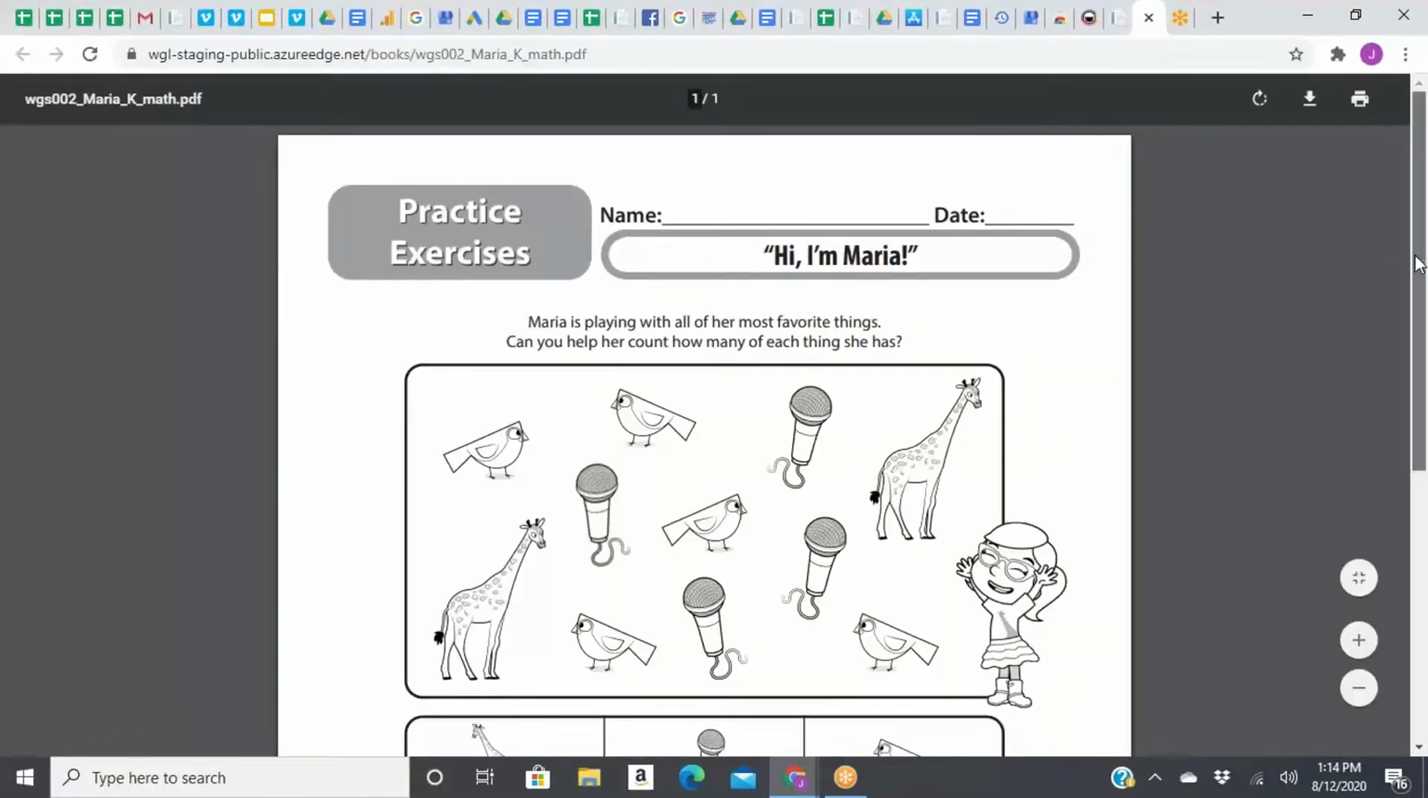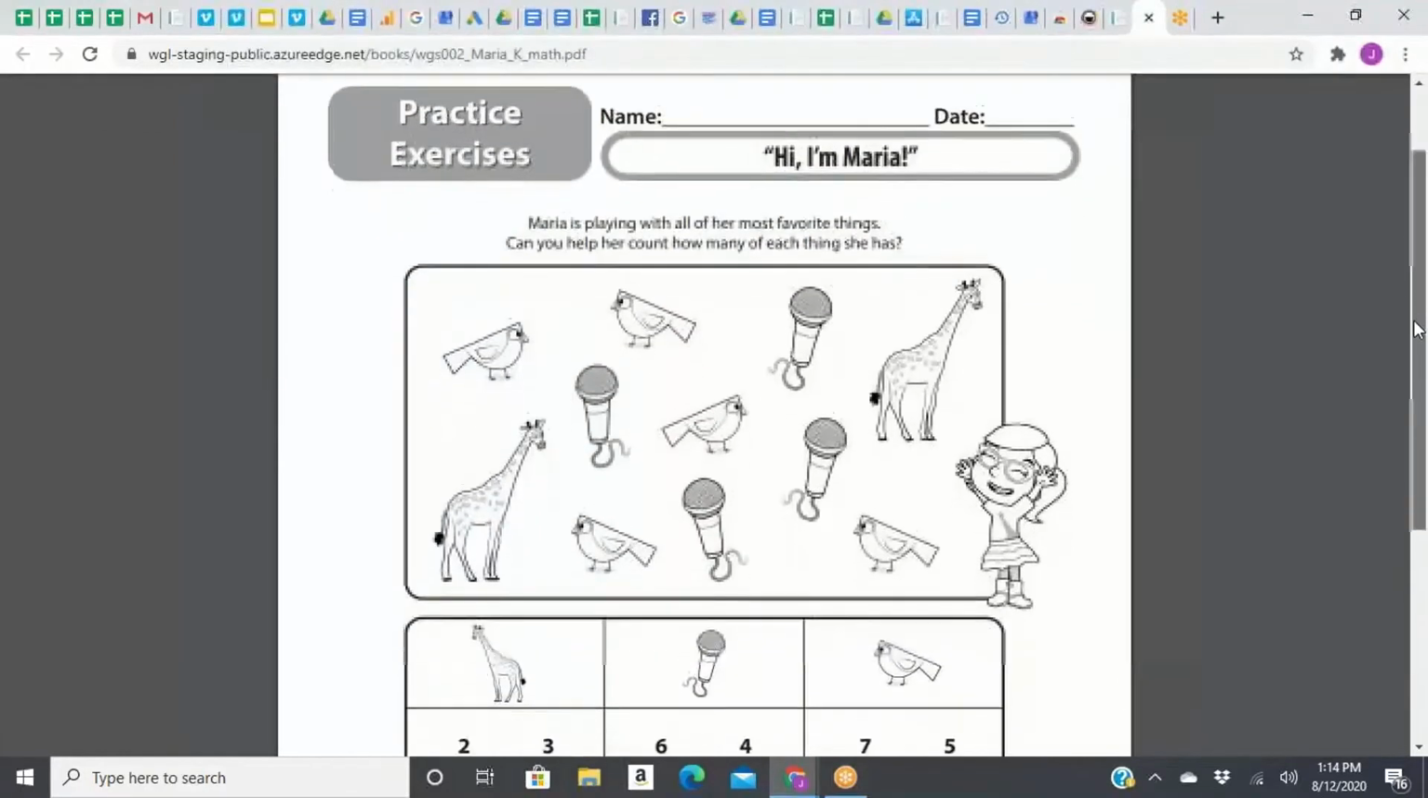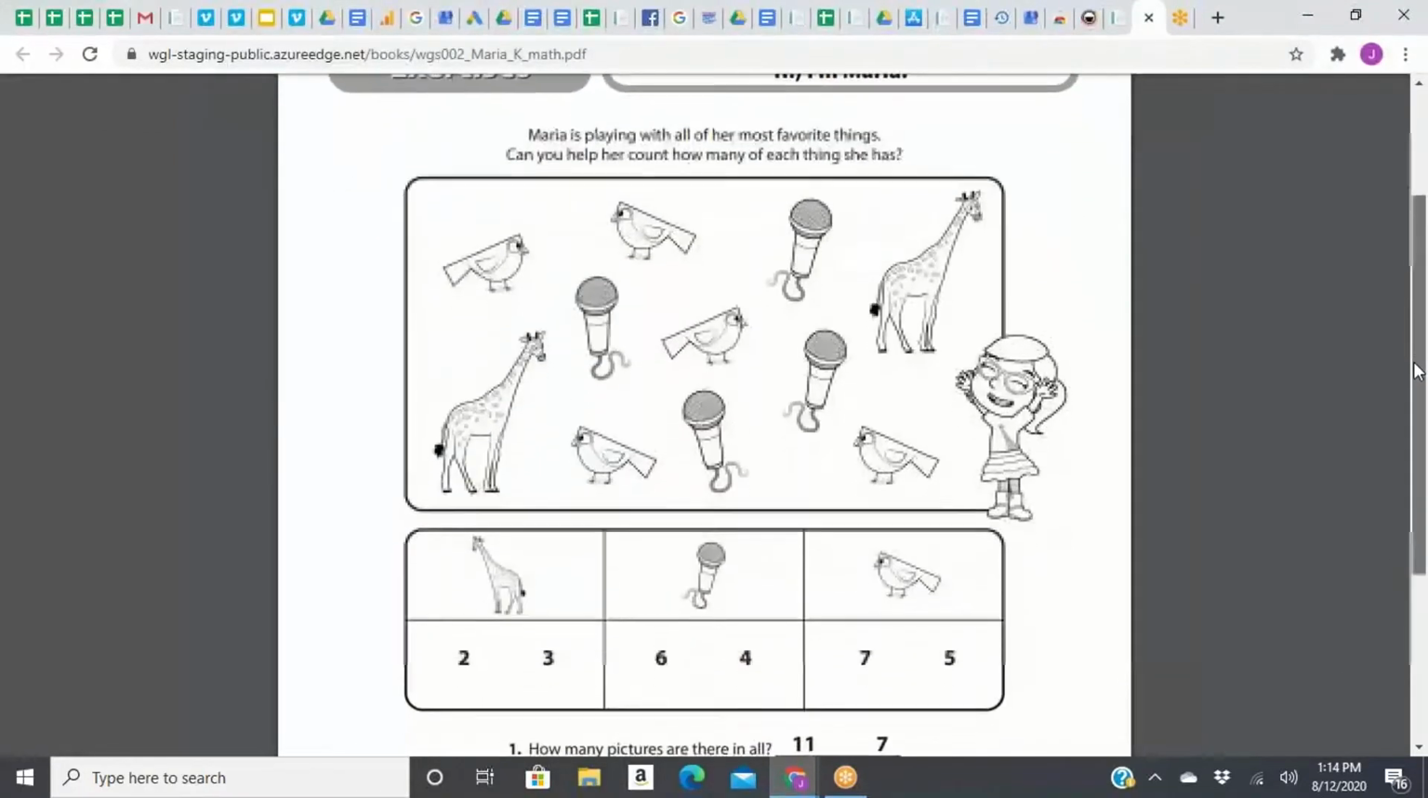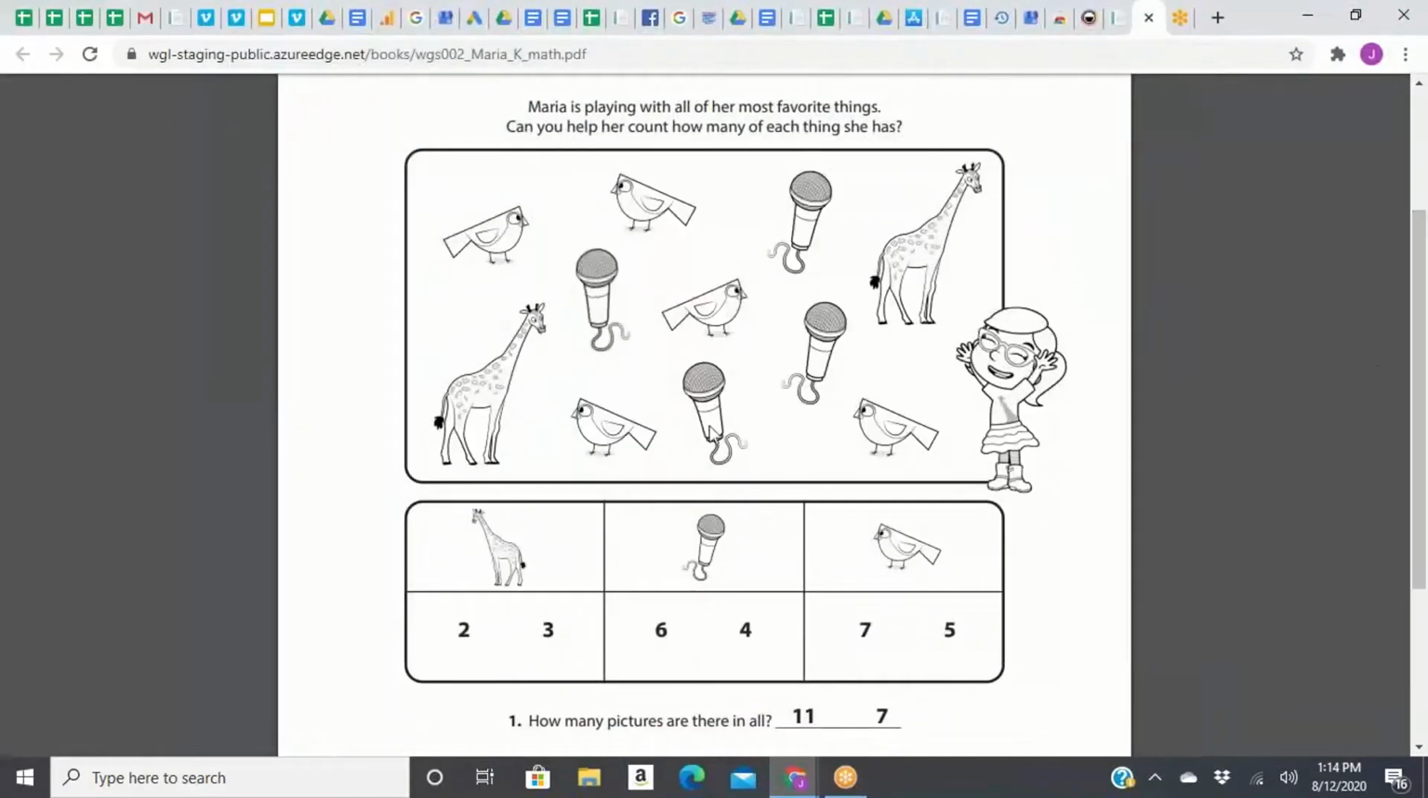So you can see that these are some things that Maria likes. Maria likes singing and giraffes and birds. So this is a counting exercise. This is a great way to transition kids from meeting Maria, things that she likes, and then now we're doing some math. This exercise is aligned to Common Core standards for kindergarten, but you can see that it's definitely simplified.